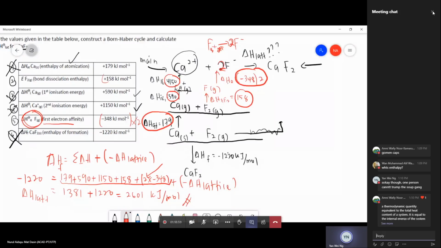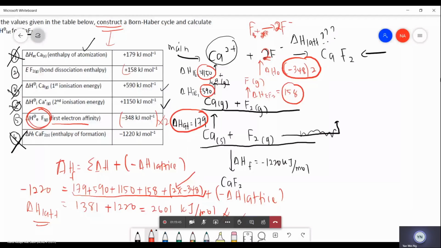If questions are given like this, then you need to construct a Born-Haber cycle here and then find the value, find the delta H lattice. Any questions? Oh wait, isn't it supposed to be negative, Miss? Which value? The lattice energy? Yeah, that is always negative. Oh, okay.